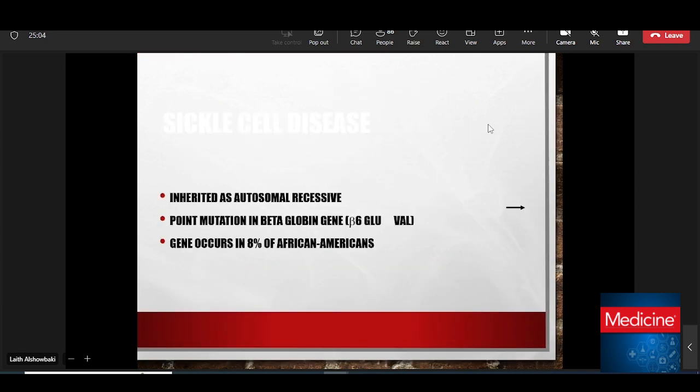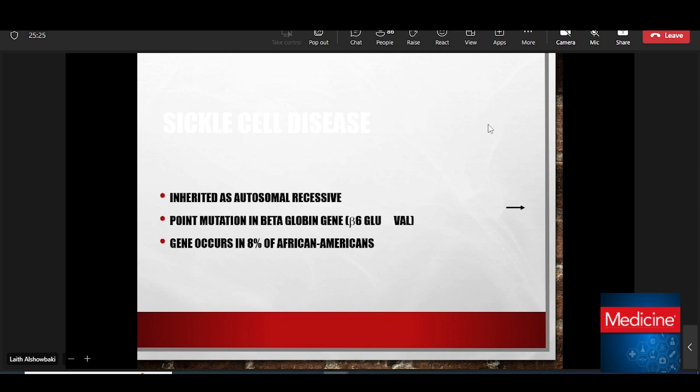So again, the sickle cell disease is inherited as autosomal recessive. There is a point mutation in the beta globin gene. It's more prevalent in African Americans too. I mean, I don't like that terminology. How about we say it's more common in black people?